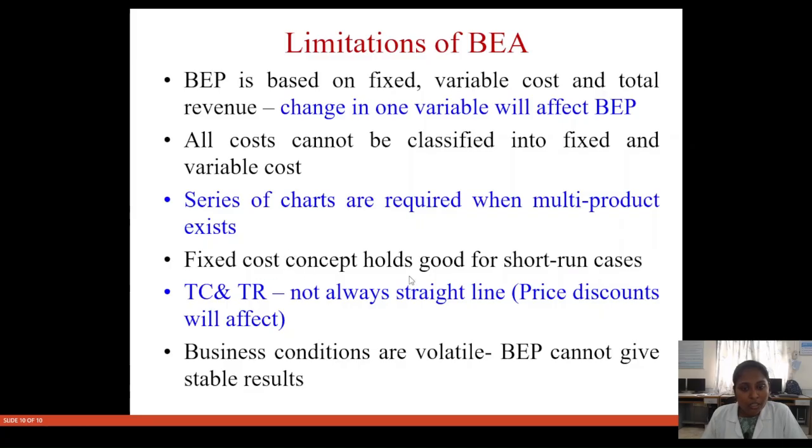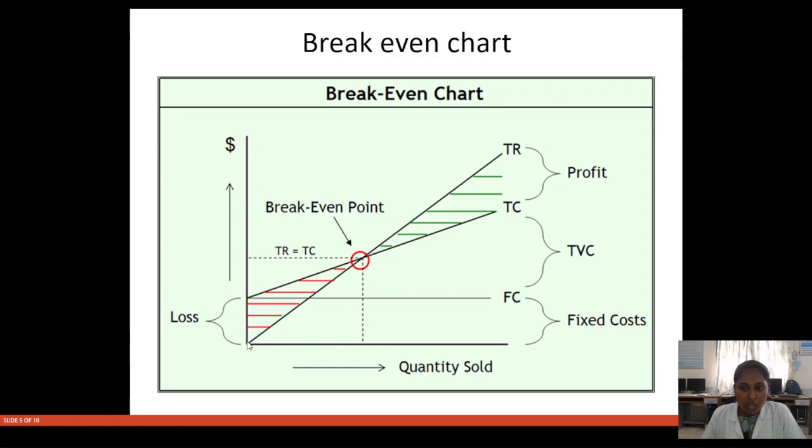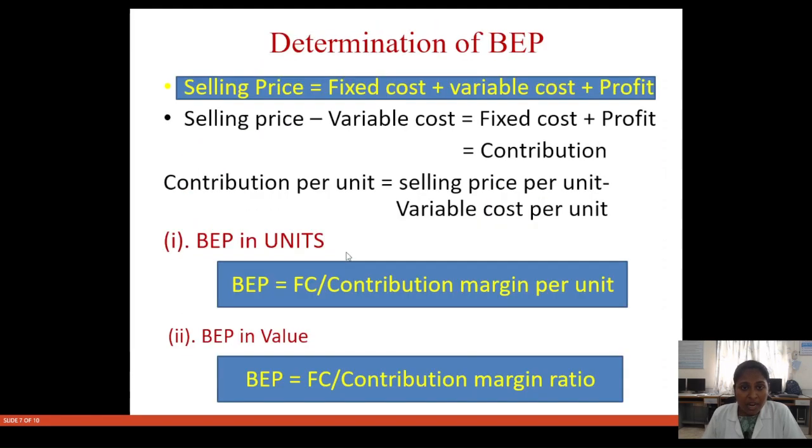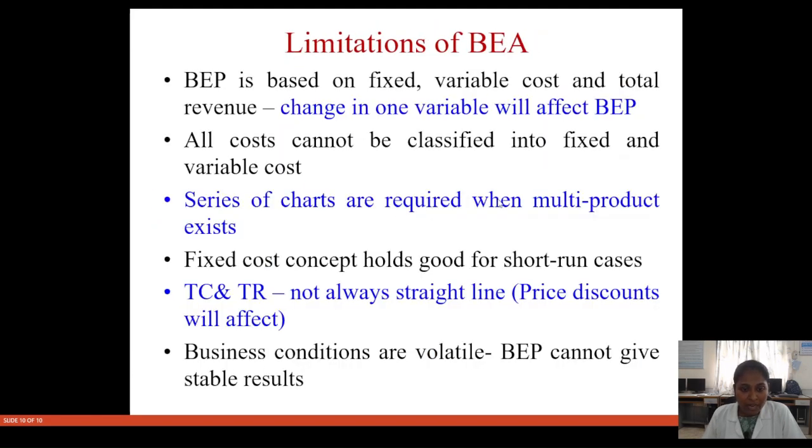And the fixed cost concept holds good only for short run cases and doesn't hold good for long run cases, because the fixed cost may vary on a long run basis. And total cost and total revenue are not always a straight line. In the chart we have seen that the total cost curve and total revenue are straight lines, but in real time there may be deviations up and down. In that case we can't determine the exact break-even point, even if we assume that total revenue is equal to total cost. That is one of the limitations of break-even analysis.